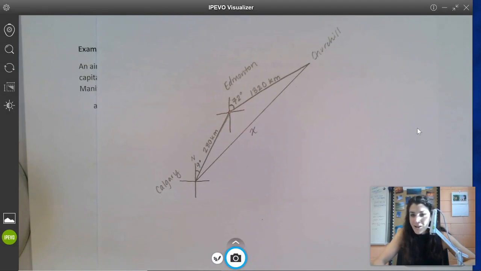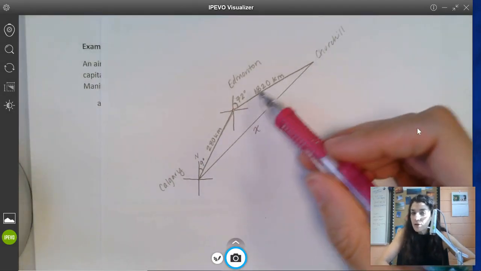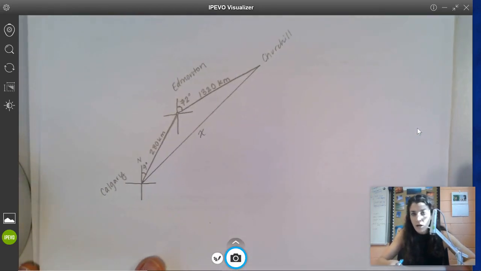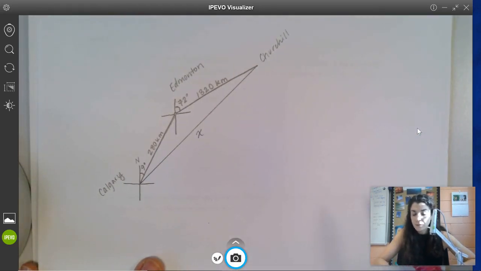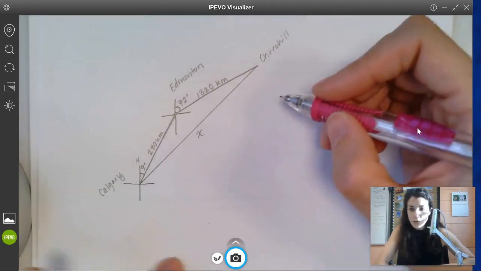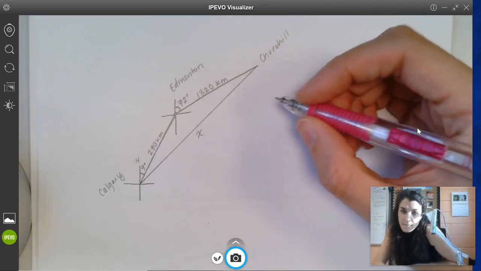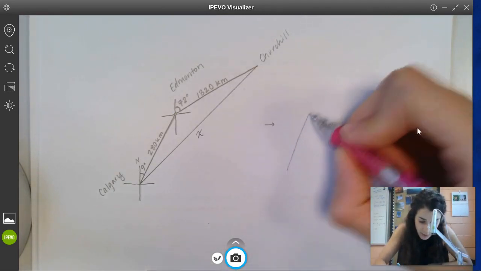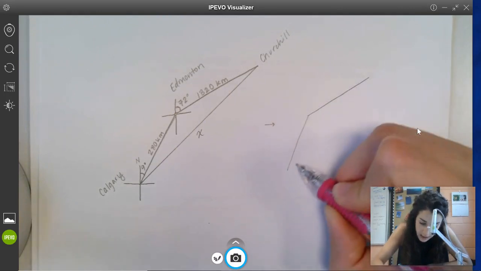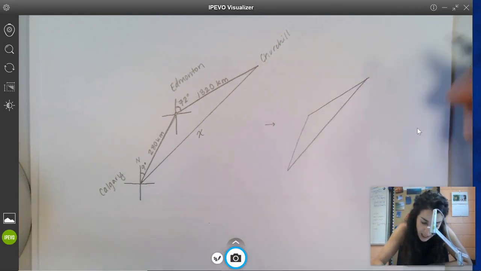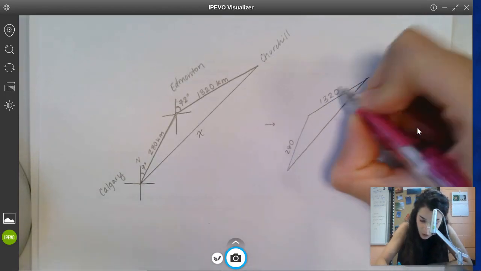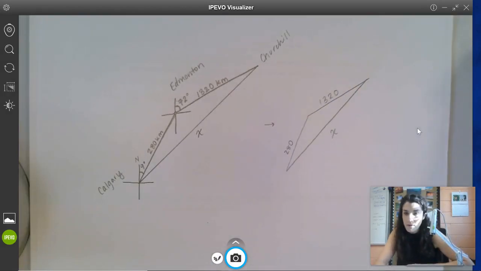So how do we solve for that? Well, we can see that we have a triangle, and sometimes taking it out of the bearing situation and just redrawing it as just a normal triangle can kind of help us see what we have and what we don't have. So I'm going to kind of redraw the general idea and fill in what I have. I've got 280 and I've got 1,320, and I want to solve for this guy.